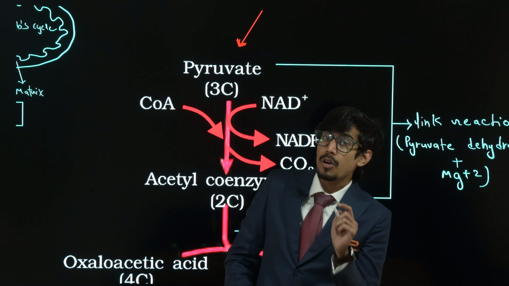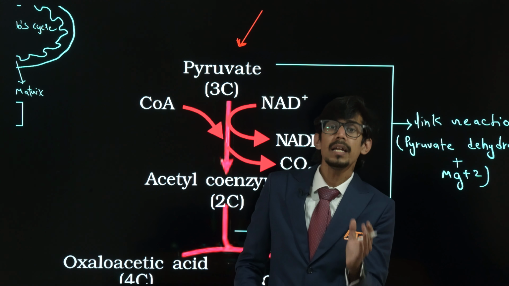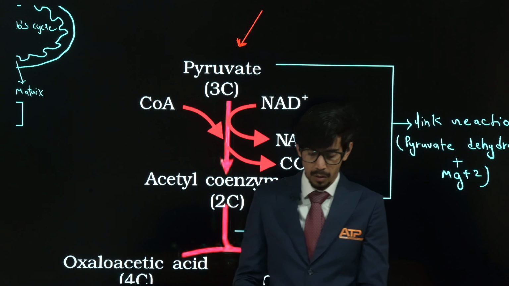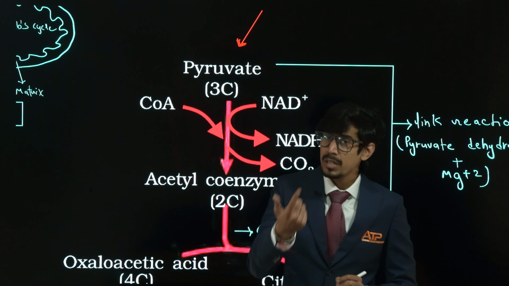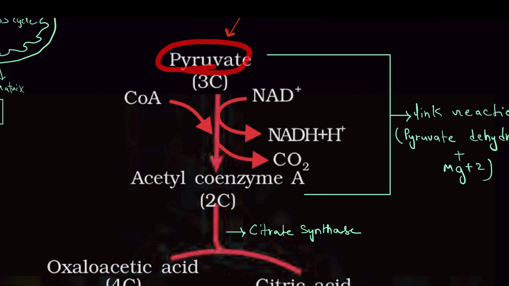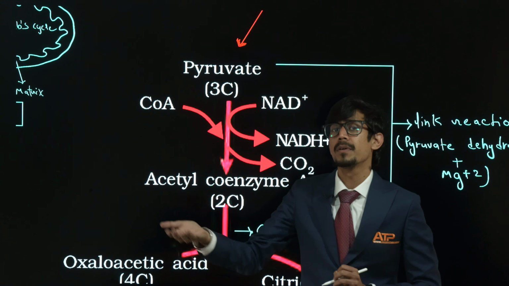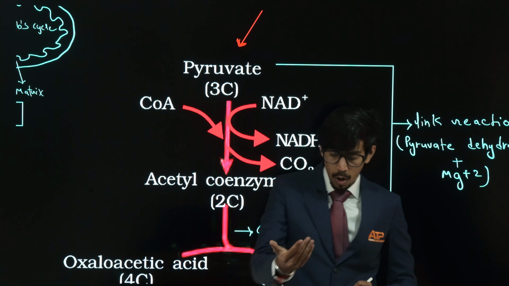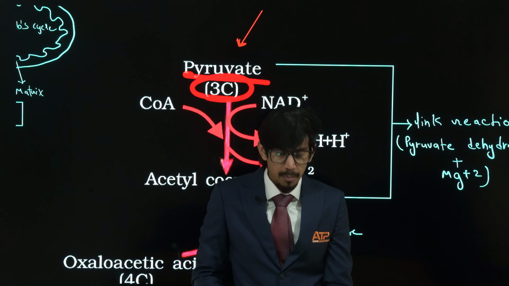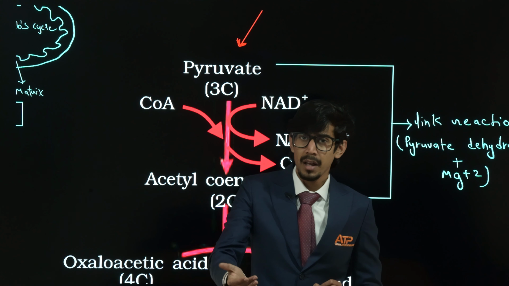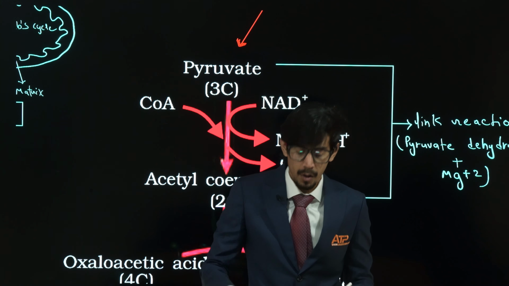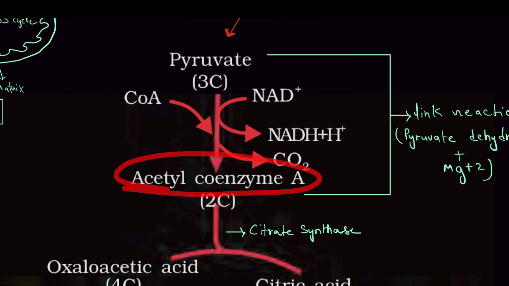Therefore, this step is also called oxidative decarboxylation. Oxidative because pyruvate is getting oxidized, decarboxylation because a carbon from pyruvate is getting removed in the form of carbon dioxide. Now it's very obvious that a pyruvate which has 3 carbons, when it undergoes decarboxylation, loses 1 carbon in the form of carbon dioxide. We get a 2 carbon compound which is acetyl coenzyme A.